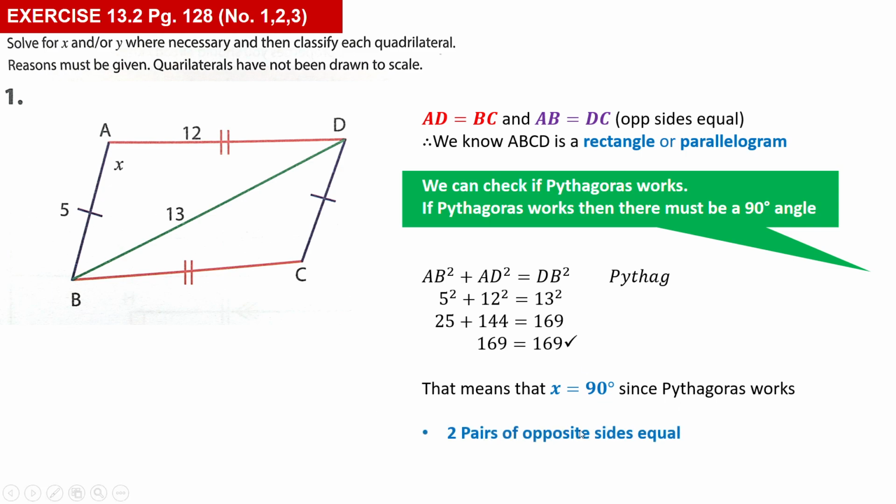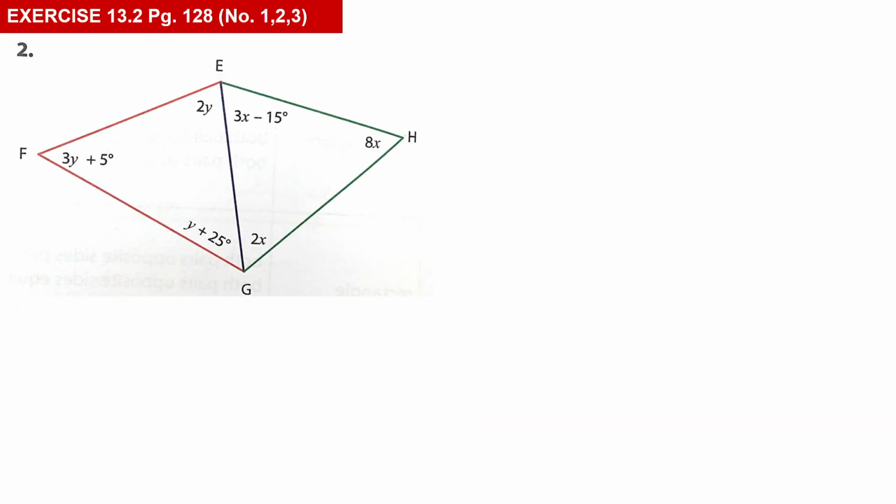There's two pairs of opposite sides equal. There's an angle of 90 degrees. That means that the classification means that ABCD is a rectangle. All right, number 2. Number 2 looked like this. So they asked you to first work out x and y, and then from there classify the quadrilateral EFGH.